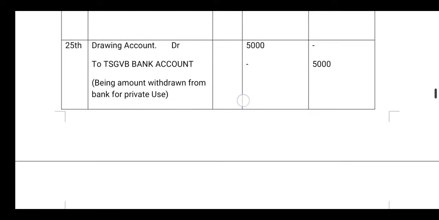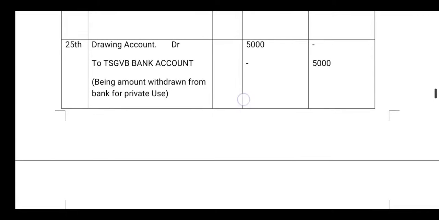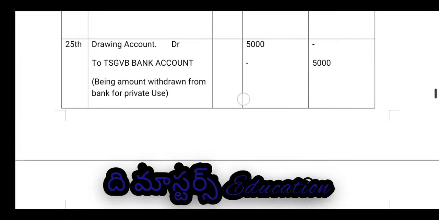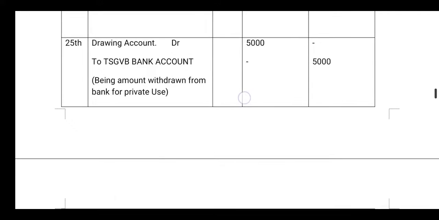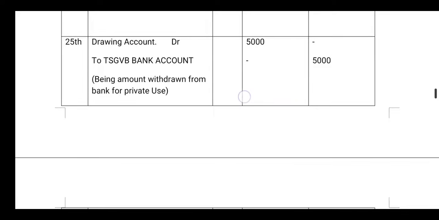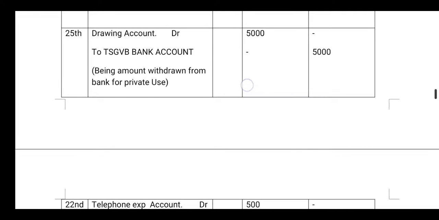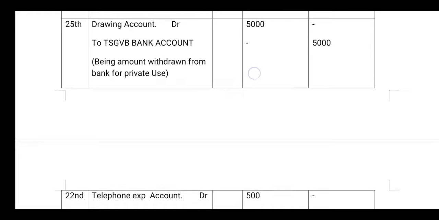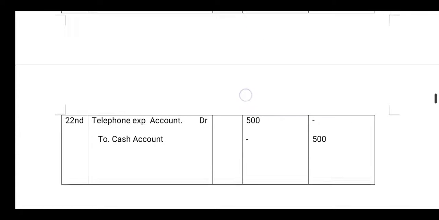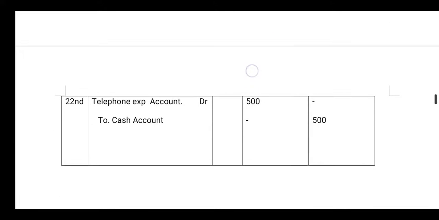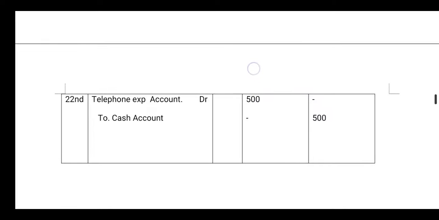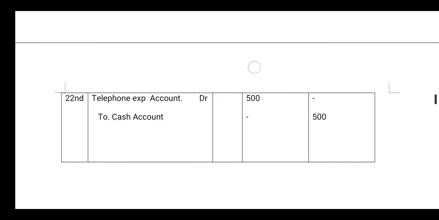Here the drawing account is one type of loan and also one type of expenditure, that's the reason we consider the drawing account as debit, and the bank is the giver, that's the reason the bank account is credit. Then the last transaction we are missing is on the second date, telephone expenses. Here telephone expenses are related to nominal accounts, then cash is going out of the business, that's the reason the telephone account is debit and the cash account is credit.